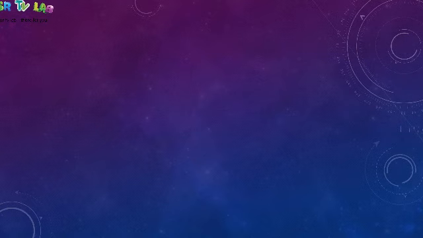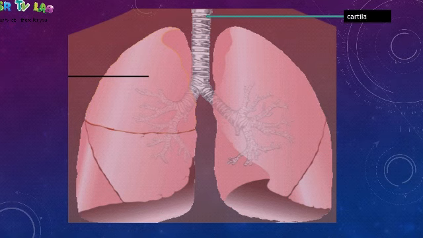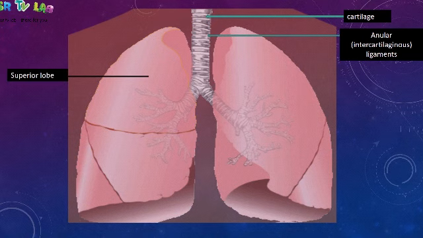Let's see what we can find externally on the trachea and the lungs. Let's start from the trachea. The ring-like part of the trachea is called the cartilage. The trachea has so many cartilages. And then between two cartilages, it is called the annular ligament or intercartilaginous ligament. It's a ligament between cartilages.